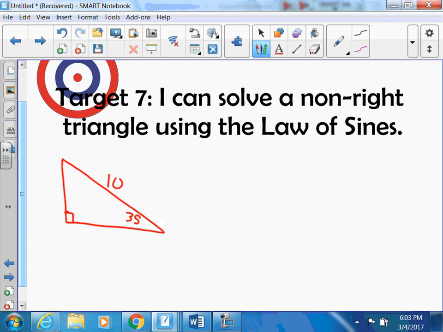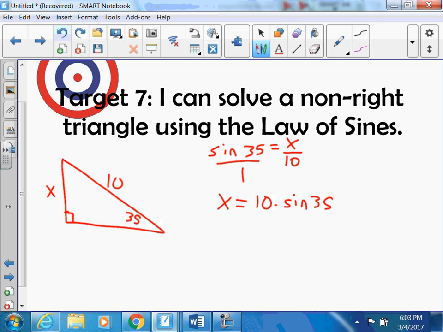Well, we've used our trig ratios. If I want to find this side right here, it's opposite of 35, and then 10 is the hypotenuse, so we're going to use the sine ratio. Sine of 35 equals opposite over hypotenuse, and this is what you learned previous to target 7. So we're going to cross multiply. X times 1 is x, and then you have 10 times the sine of 35.